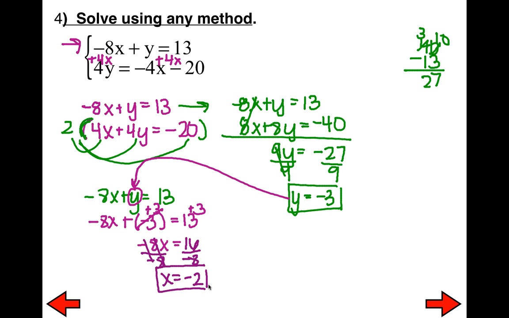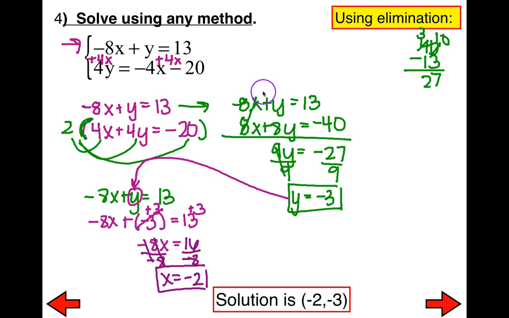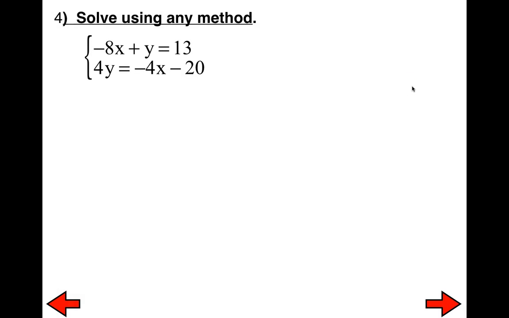Now at this point, I would say that I think the solution is negative 2 comma negative 3. Why would I say that I think? Because of course we would have to check our work. Okay, so now what if instead we had the same equation but I decided to use substitution instead?